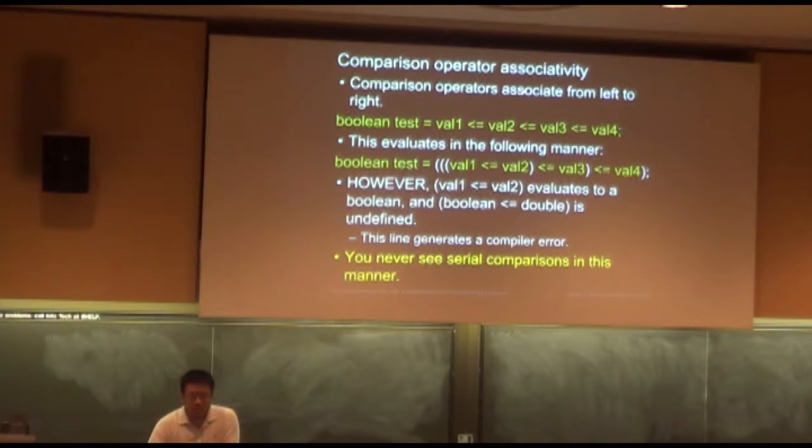So even though it would get evaluated from left to right, because all operators have to have a kind of associativity, you're not actually able to serially evaluate multiple comparison operations. Does that make sense to everybody? It's different from the other cases.